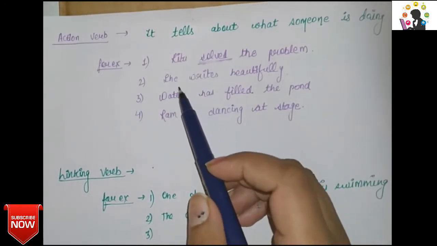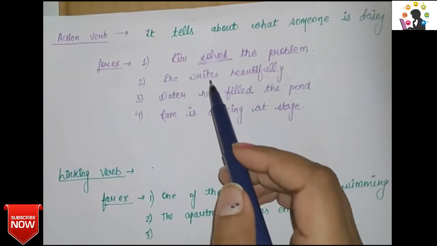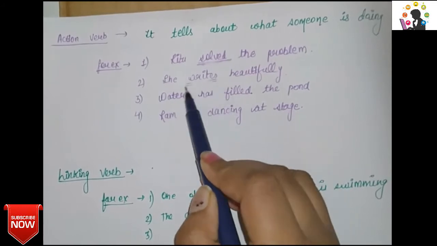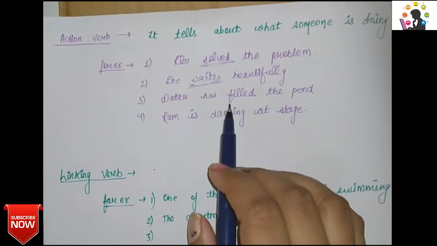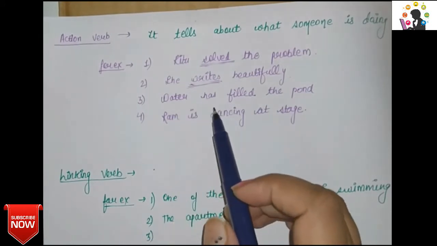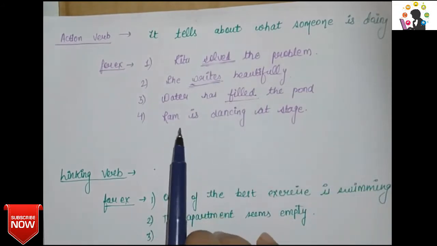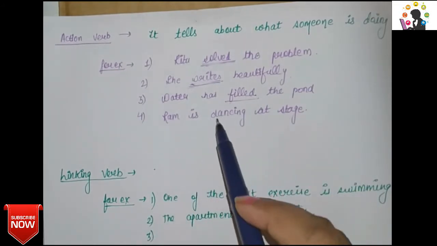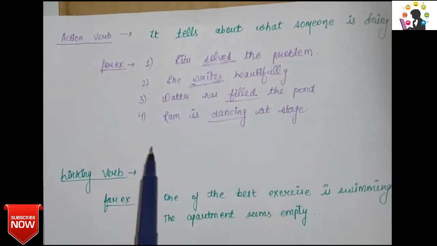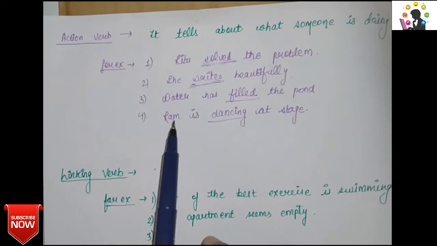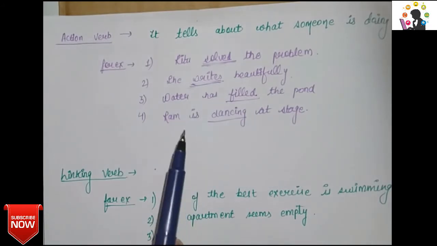Second, "She writes beautifully." Writes is the action verb. In the third sentence, "Water has filled the pond," filled is the action verb. "Ram is dancing on a stage." Dancing is the action verb. Why? Because in all four sentences we describe what the subject is doing. So now we can easily identify an action verb.